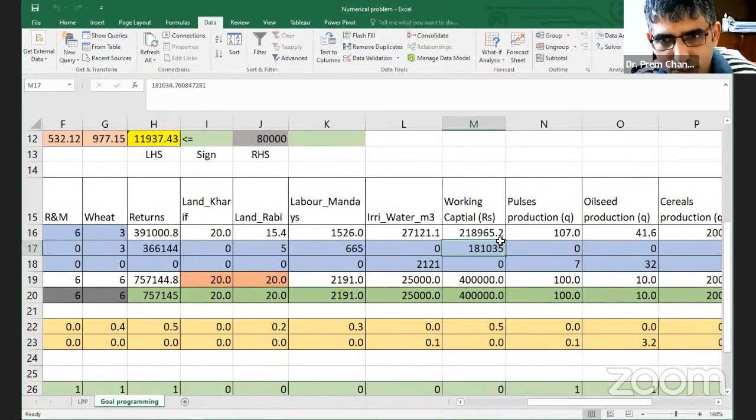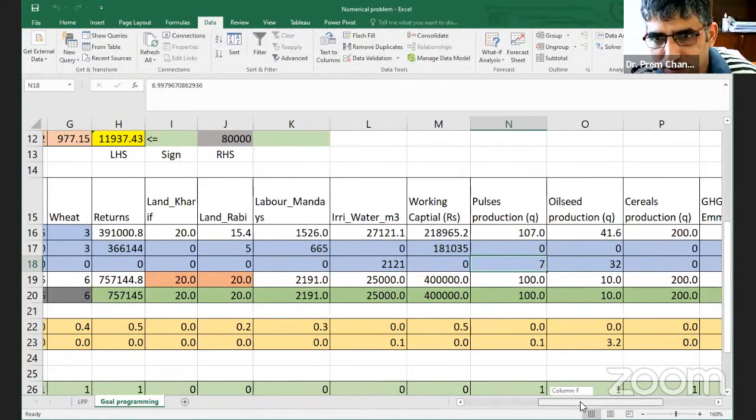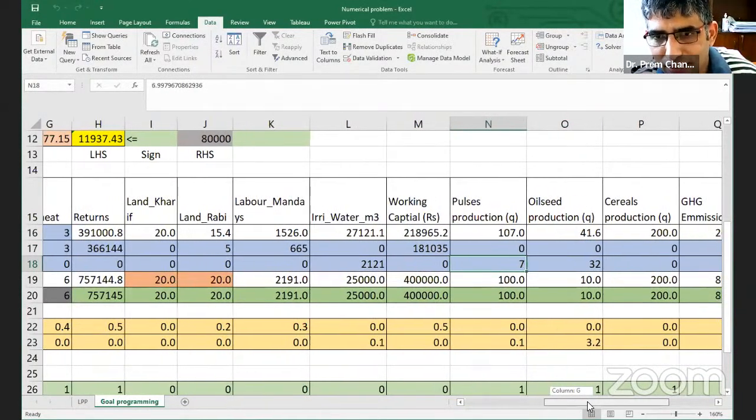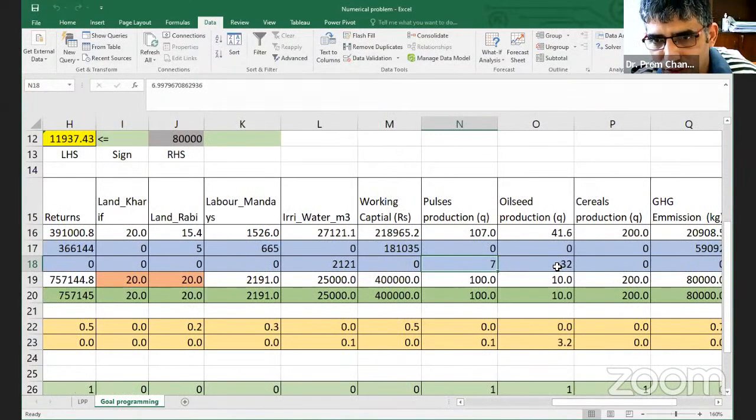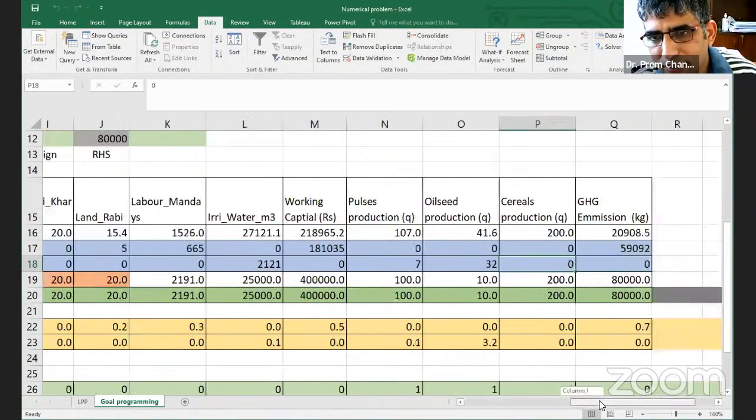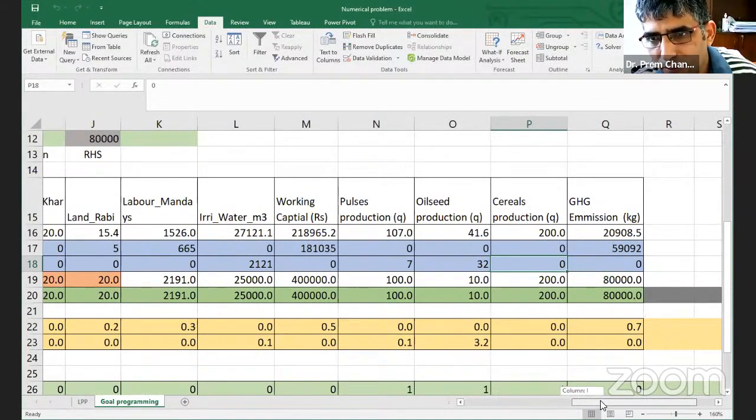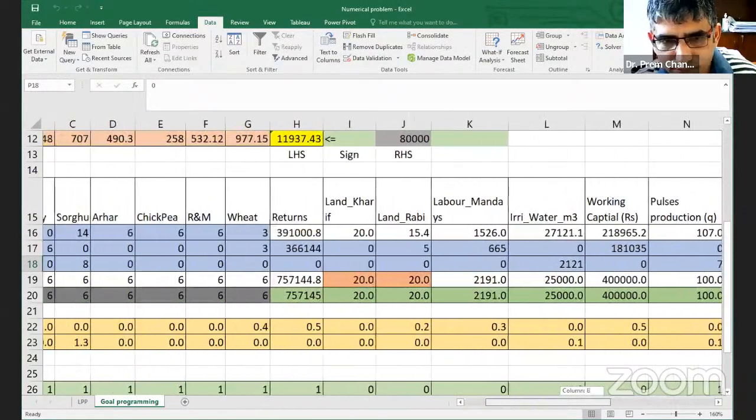Working capital, of course, is less than needed. Pulses production: he cannot achieve this pulses production. Sorry, he can achieve. He is overachieving pulses and oilseed, and the cereal production is just achieving. Emissions are reduced to very low, 20,000.